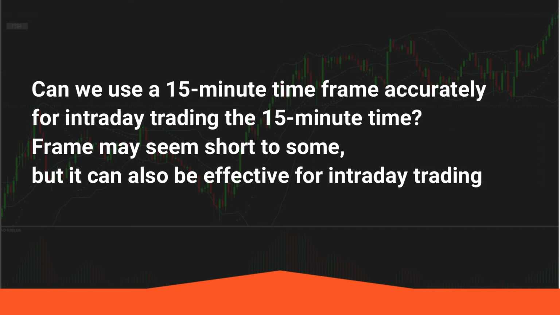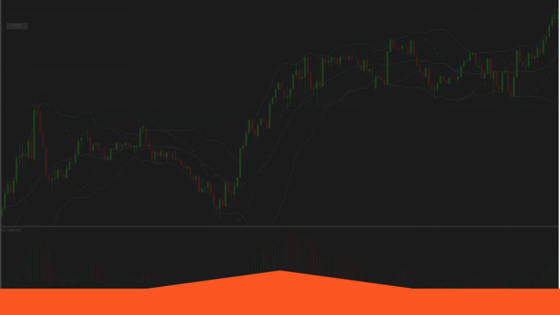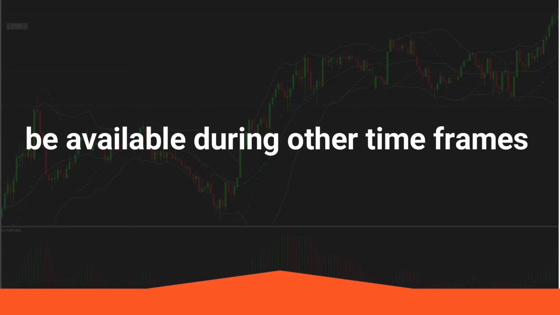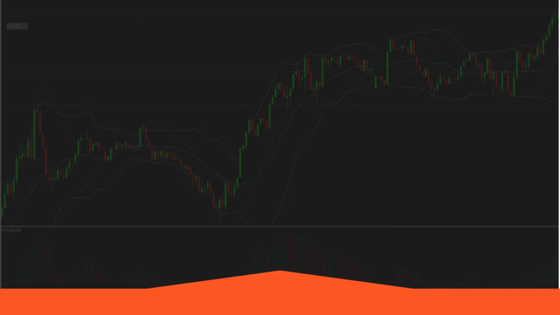Can we use a 15-minute time frame accurately for intraday trading? The 15-minute time frame may seem short to some, but it can also be effective for intraday trading. If the trader only wants to be active for a short amount of time, he or she may be able to look at price action during the designated window and take advantage of opportunities that might not be available during other time frames. Some traders may find intraday trading scalping strategies helpful.